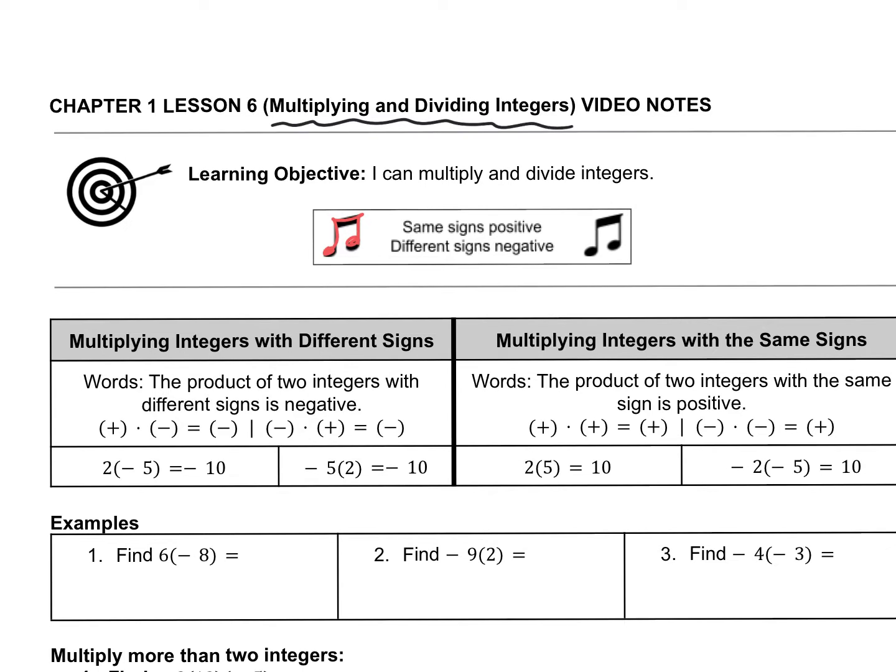So this first rule really applies to when there are pairs or two numbers or an even set of numbers. Okay, so we'll talk about odds in a little bit. First of all, multiplying integers with different signs. So if the signs are different, then the product, meaning that's the answer to multiplication, of those two integers is going to be negative. So whether they are positive and negative, or negative and positive, your product will be negative.